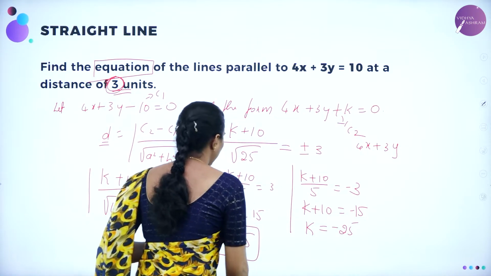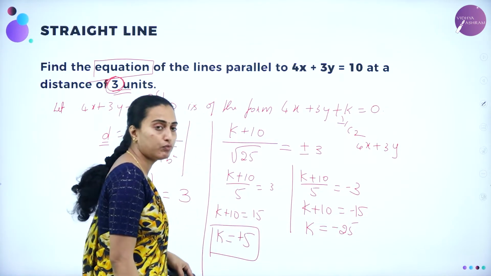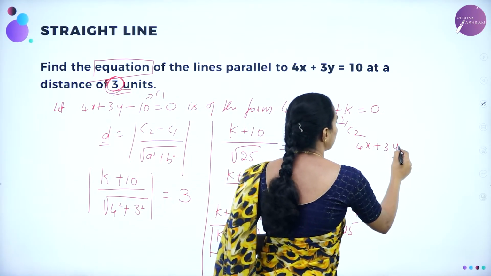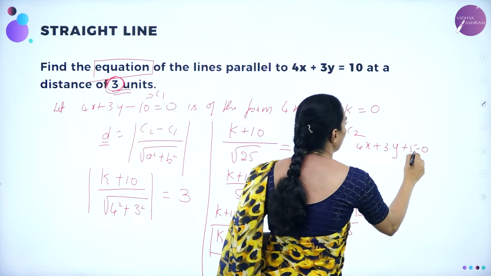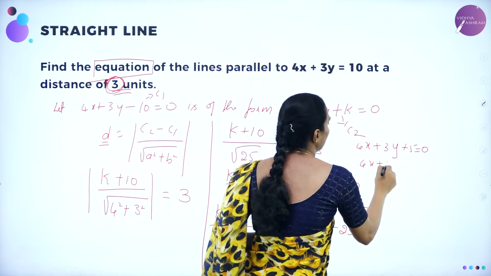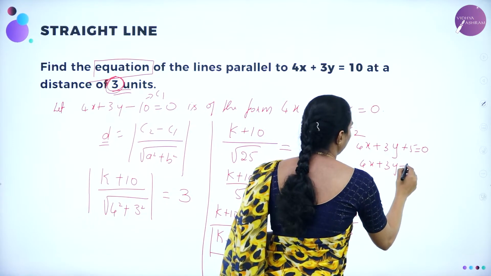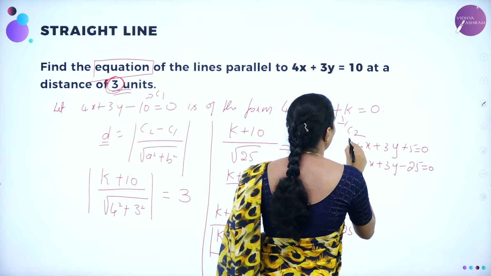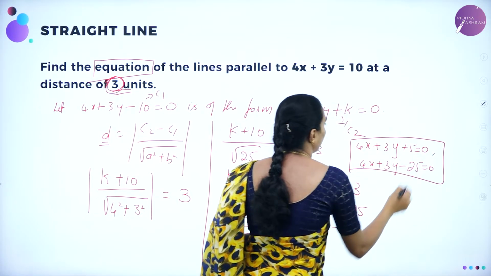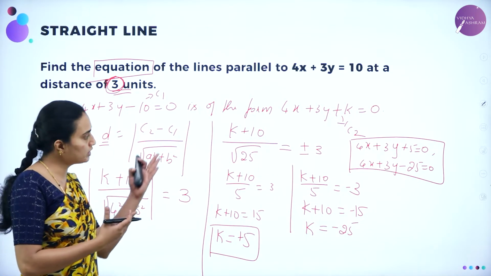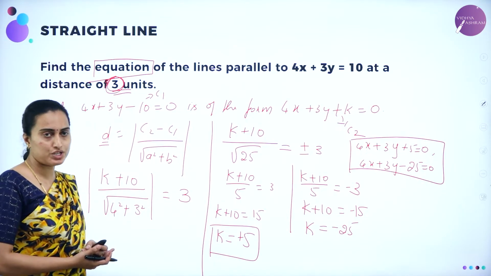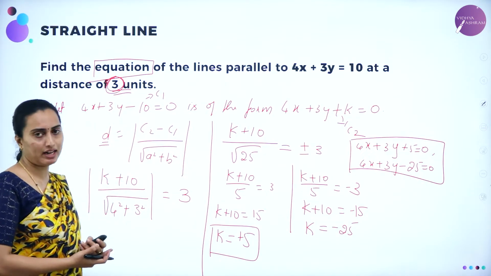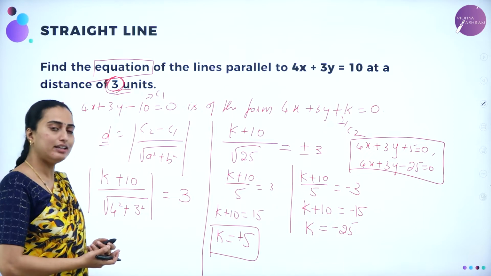15 minus 10 is plus 5, sorry, 15 minus 10 is plus 5. So one equation is 4x plus 3y plus 5 equal to 0. Another one is 4x plus 3y minus 25 equal to 0. These are the two equations you are going to have. I hope you got how to find the equation when the two lines are parallel and the conditions are given. We'll move on to the next question.